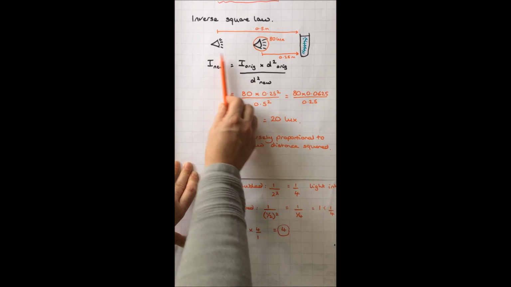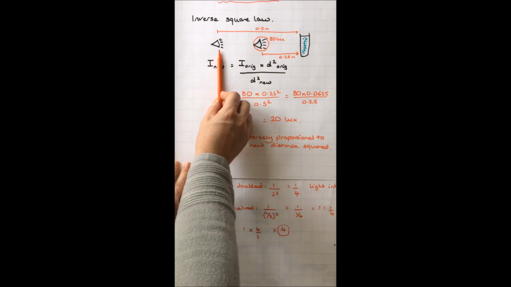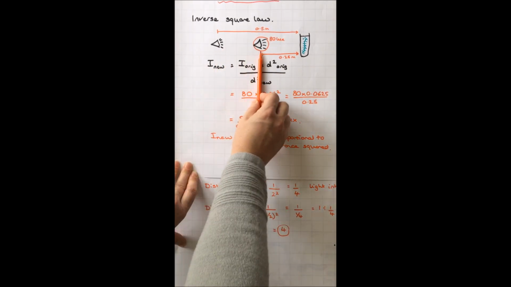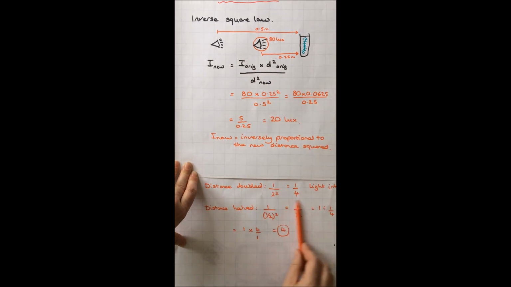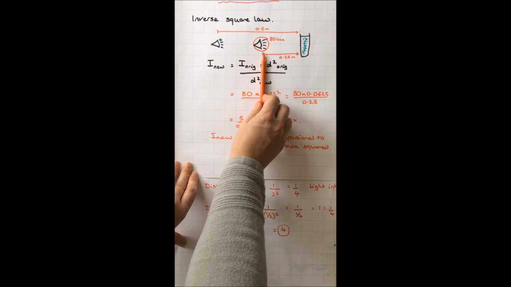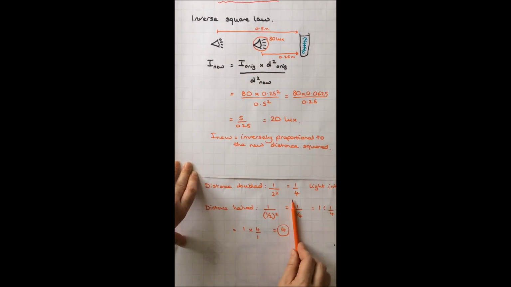And we know that this is working because here my light intensity was 20, I halved the distance and it moves to 80. 4 times 20 is 80. Going back the other way, if I double the distance here, I've quartered my light intensity.